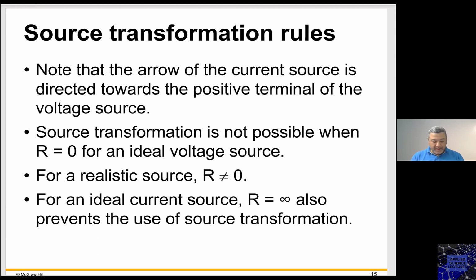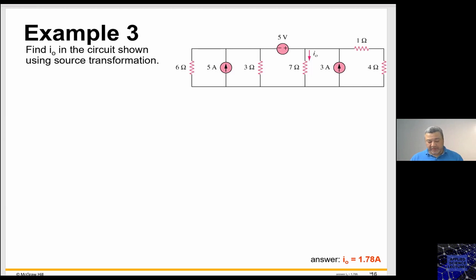Okay. Now let's do a few examples about how to do source transformation. We have two examples here. We have an example for this circuit that is made of independent sources only. We need to do source transformation. The objective is to minimize those sources as much as possible. Simplify that circuit as much as possible.